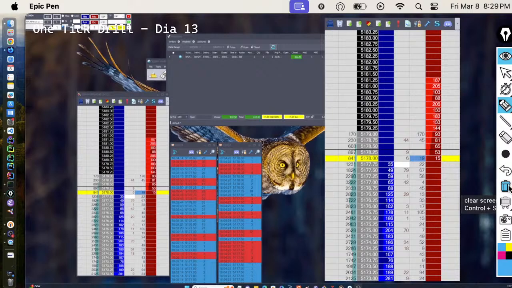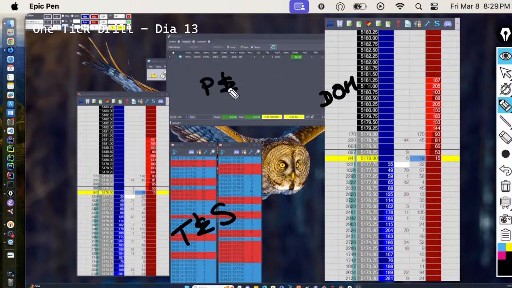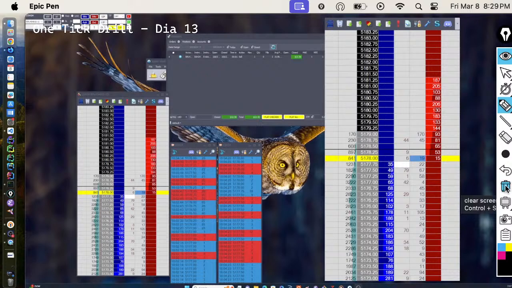So we know that this is the DOM. This is the time and sales, the tape, as well. Here, what you see is my profit and P&L, profit and losses. So let's see how we make sense of all this.